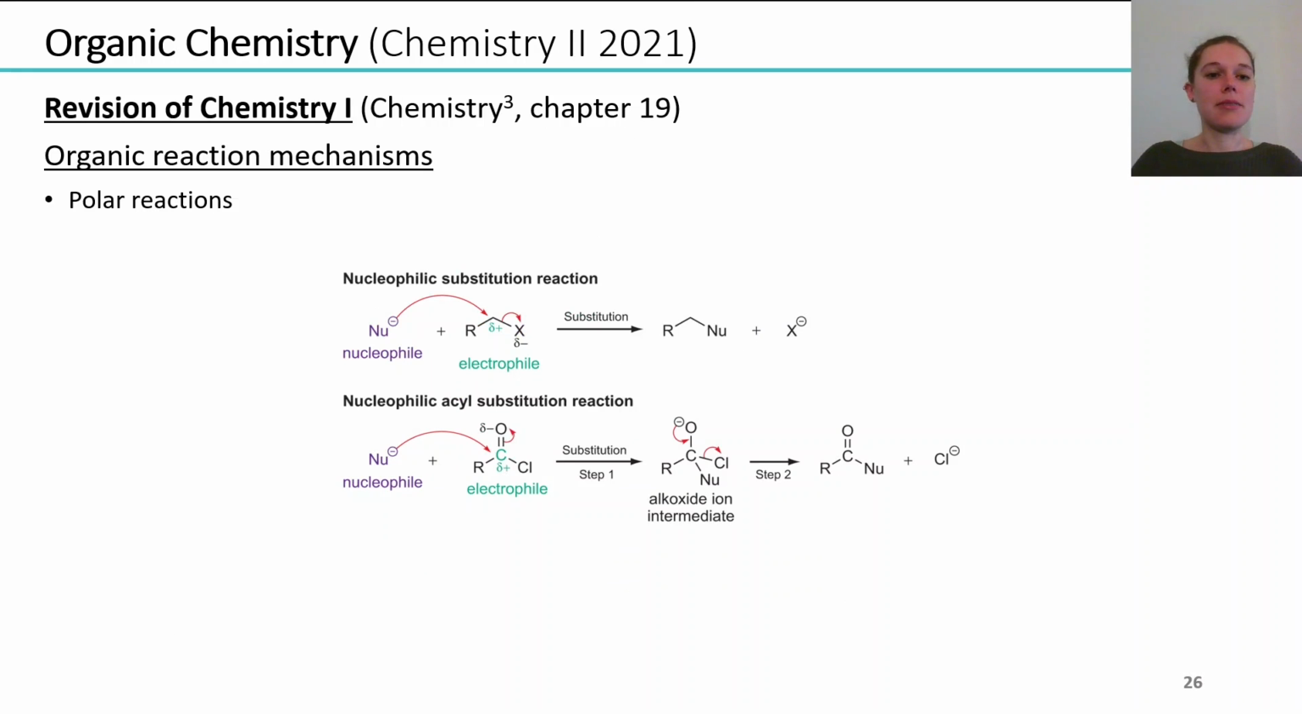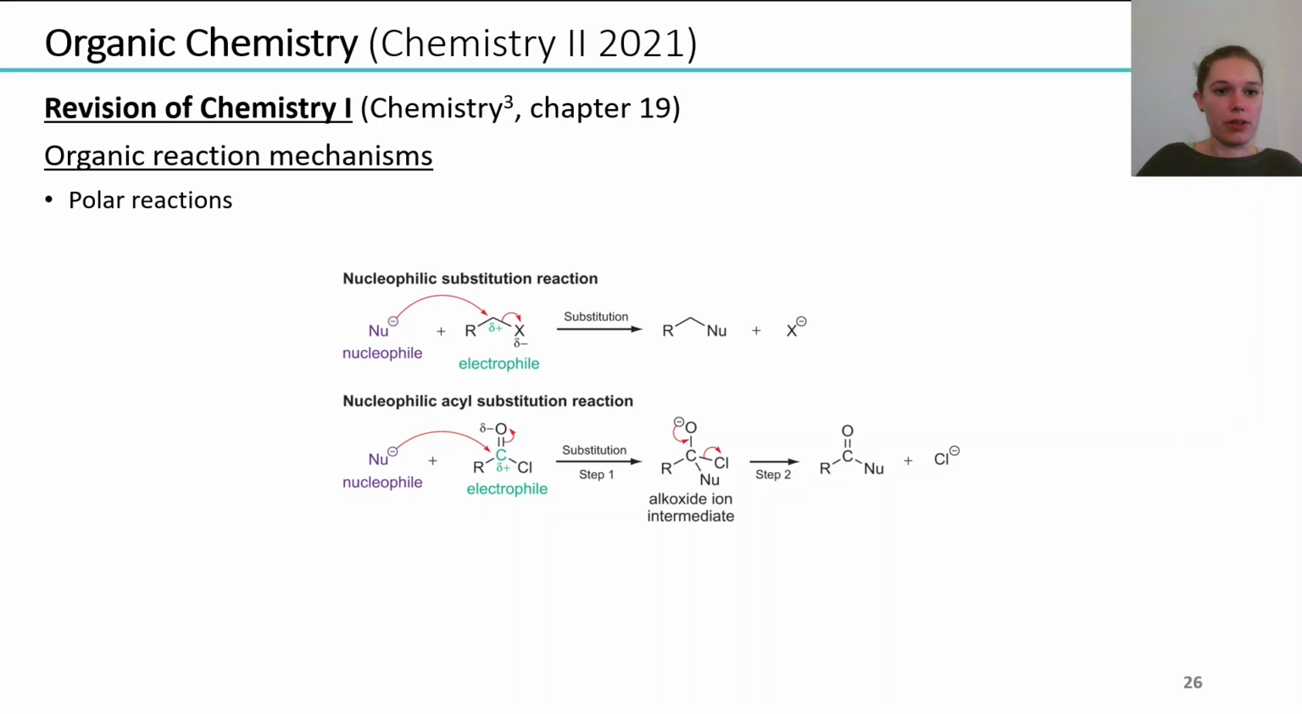So the next type of polar reaction we want to revise is the so-called substitution reaction. In a substitution reaction, we can say very generally, a functional group will be replaced by another functional group. Here we divide the substitution reactions into two different types. The first is the nucleophilic substitution, and the second, the nucleophilic acyl substitution.